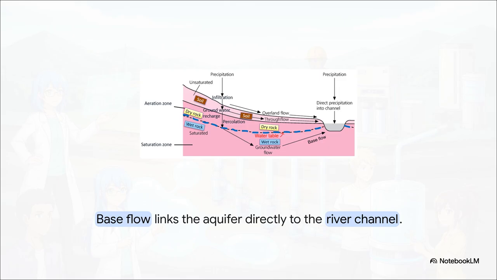This is super important. Aquifers don't just sit there doing nothing. The water table actually naturally intersects with our surface river valleys. Groundwater slowly flows sideways through the rock as base flow. This provides a steady, vital input of clear water directly into the river channel, which is exactly why rivers keep flowing beautifully even when it hasn't rained for months.